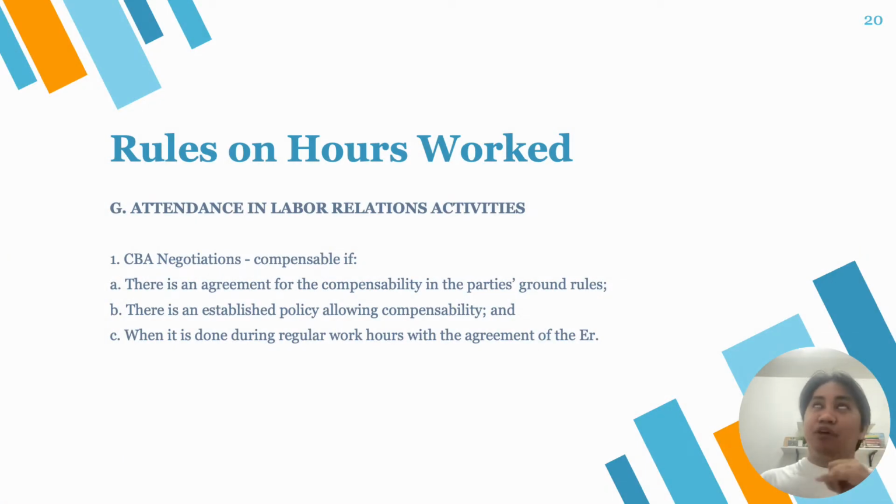Now, attendance in labor relations activities. Assuming there's a labor union in the company you're working for and there are collective bargaining agreement negotiations, the attendance in those particular activities can be considered compensable if the following are present. There is an agreement between the employer and the union that it's compensable hours, such as in the parties' ground rules, and there is an established policy that allows for the compensability of the hours spent during the collective bargaining agreement negotiations, and it is done during regular work hours with the consent or agreement of the employer. Okay.